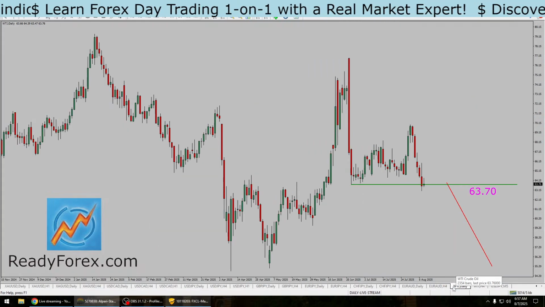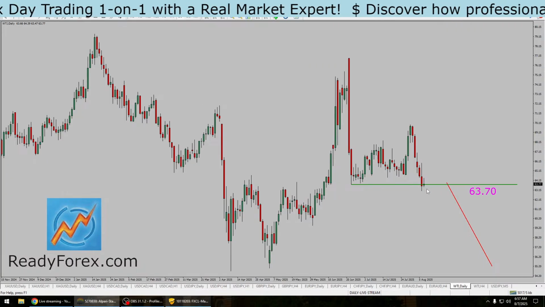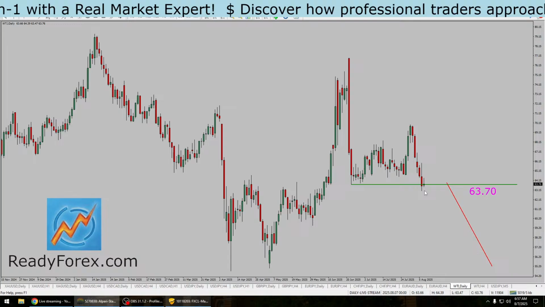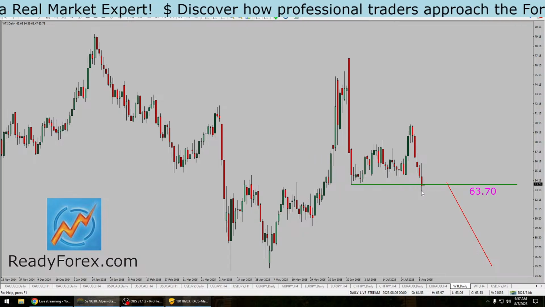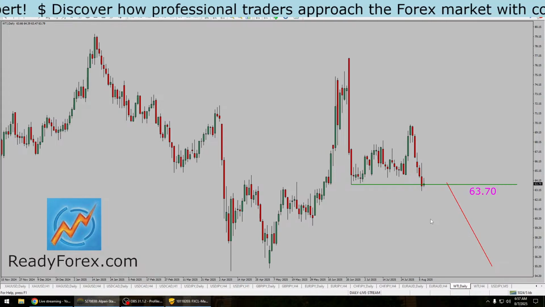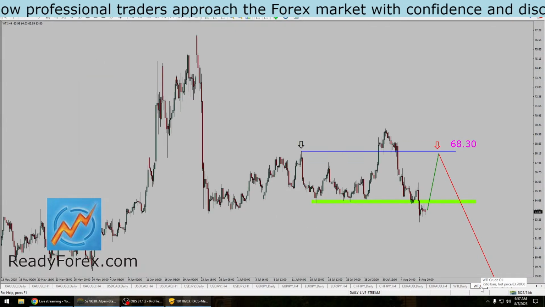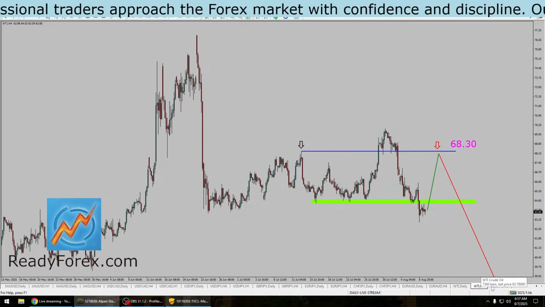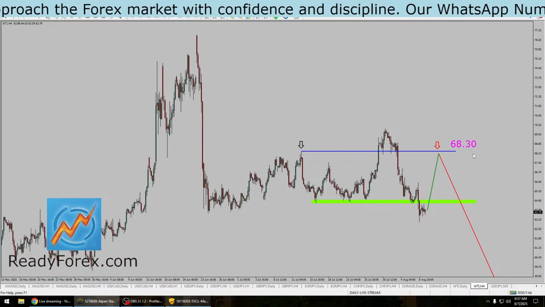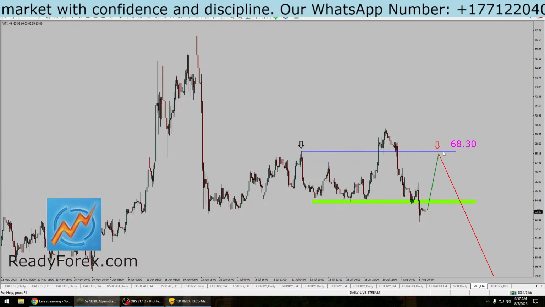WTI crude oil downtrend. The forecast is bearish in WTI crude oil. I'm waiting for the price action to close one more bearish stick below the 63.70 level. That would be a good indication that the market wants to resume the downtrend. In oil, regarding the 4-hour time frame, we might get a bullish pullback around the 68.30 area. So if price action is going to hit this level, then we will see how the price action is going to react.